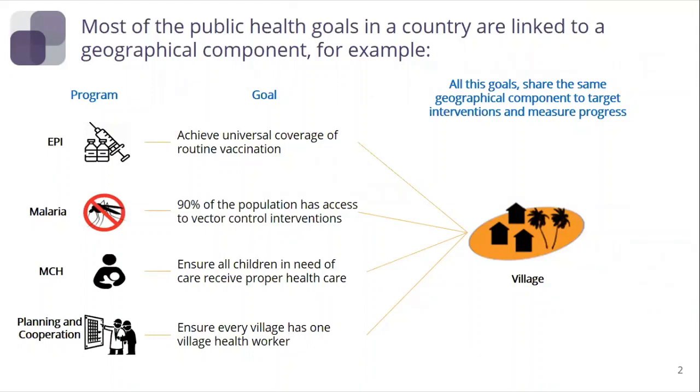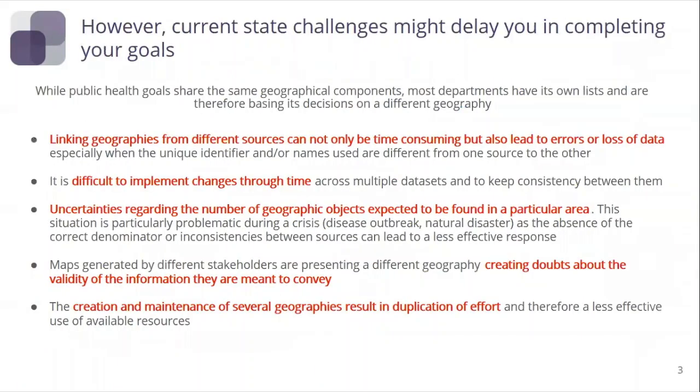So first of all, I would like to quickly recap some of the current state challenges we're trying to solve with the CGR. In the GMS, most public health goals are linked to a geographical component. For example, if we take a look at different department goals such as EPI, malaria, maternal and child health, or health planning, we can see how all these goals share a geographical component to target interventions and measure progress. However, current state challenges might delay government in completing those goals.